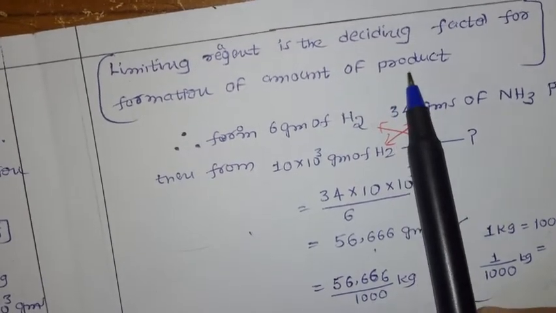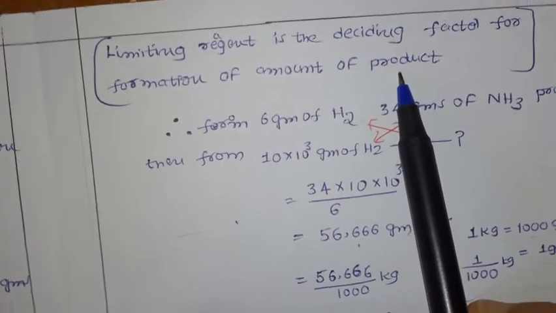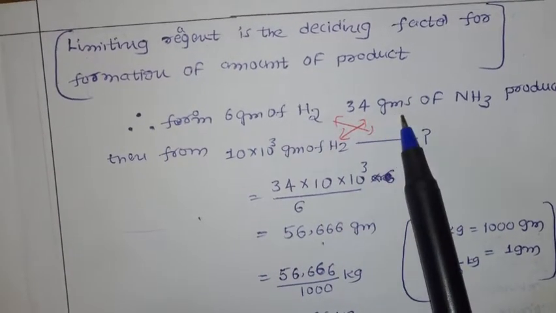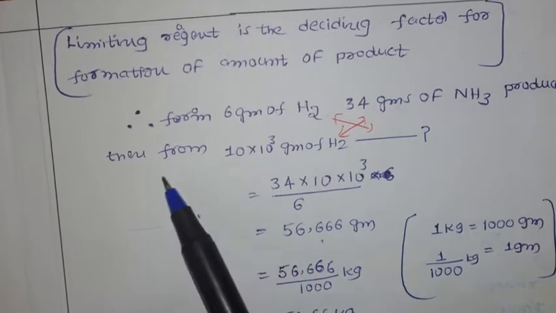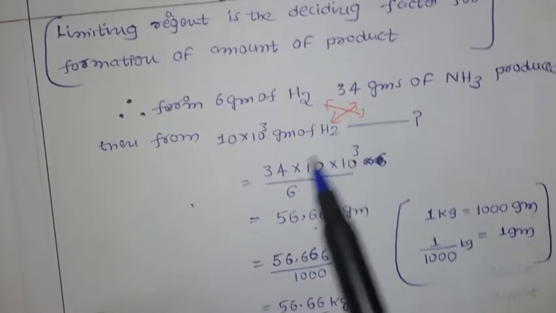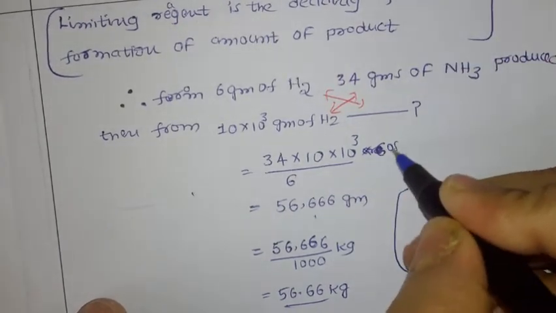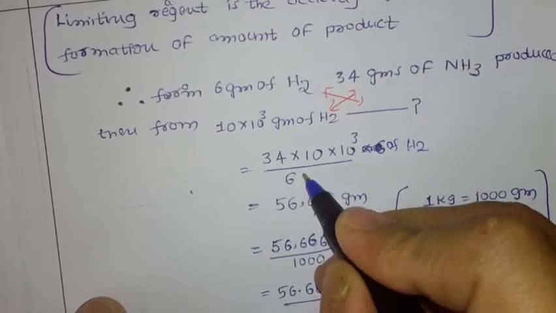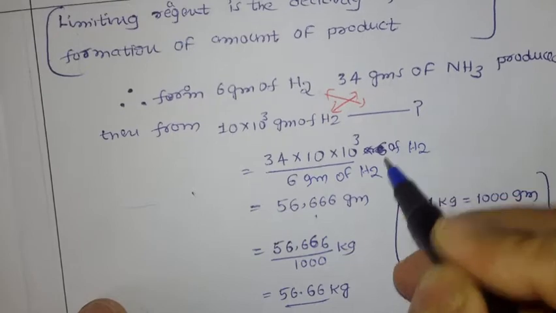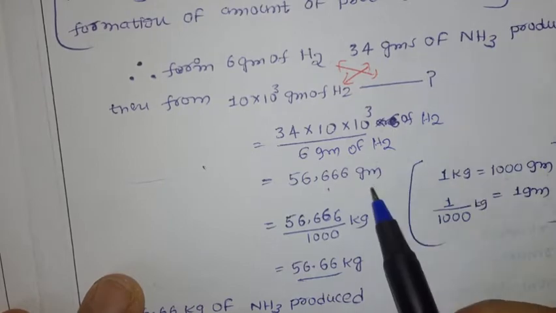Already we decided hydrogen as the limiting reagent. Now I am talking about the formation of product based on the hydrogen. According to the stoichiometric equation, 6 grams of hydrogen produces 34 grams of ammonia. But in the given data, we have 10 into 10 to the power of 3 grams of hydrogen. If you go for the cross multiplication, 34 grams of ammonia into 10 into 10 to the power of 3 grams of hydrogen divided by 6 grams of hydrogen. In the simplification, the 6 grams of hydrogen will get cancelled, and you are left with 56,066 grams of ammonia produced.